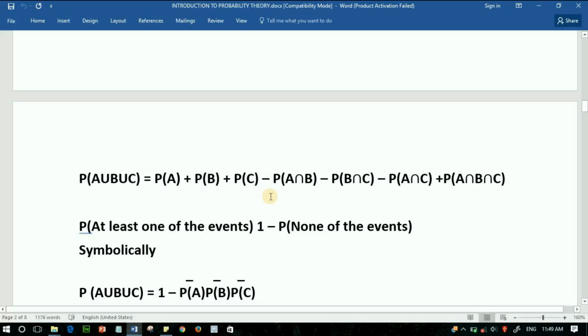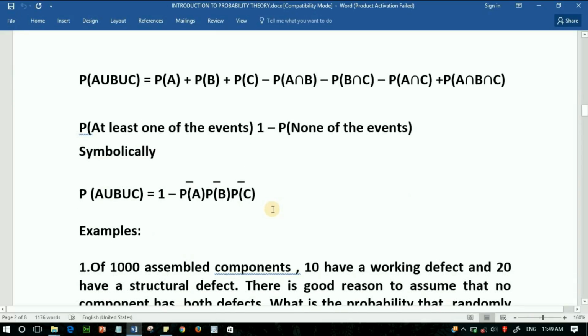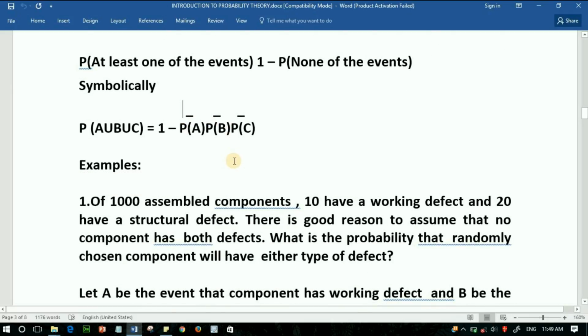Then another concept is probability of at least one of the events is equal to 1 minus probability of none of the events. Or symbolically we can write probability of A union B union C is equal to 1 minus P of A bar into P of B bar into P of C bar, where P of A bar is equal to 1 minus P of A, P of B bar is equal to 1 minus P of B, P of C bar is equal to 1 minus P of C.